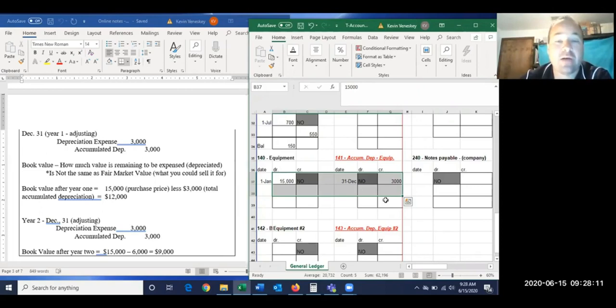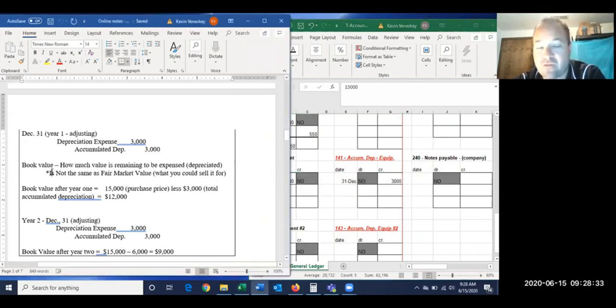It's how much do I still have left that I can depreciate. I've depreciated 1 year. I've still got 4 years left of 3,000 each that I can depreciate. So that's how I get the book value. How much is left that I can expense or depreciate? One thing that a lot of people get confused on, they think book value means that's what it's worth, and that is not the case. Book value is simply how much can I still depreciate.